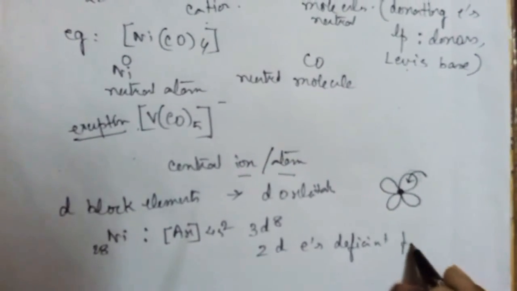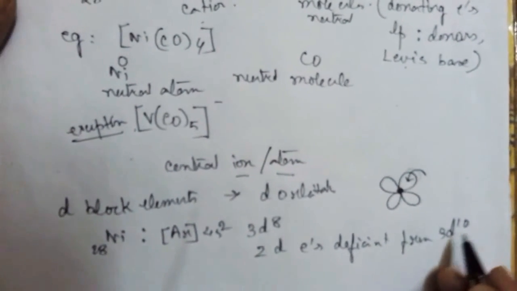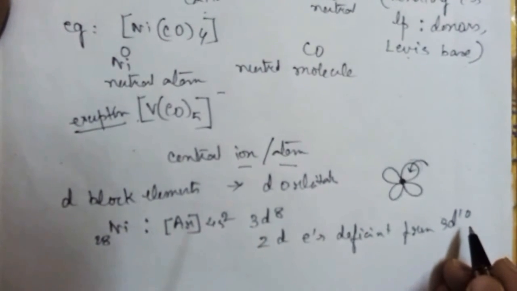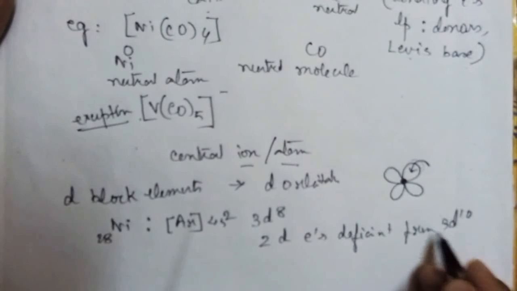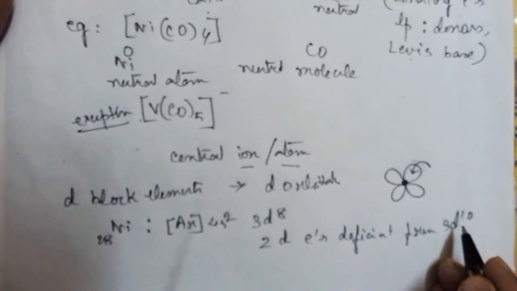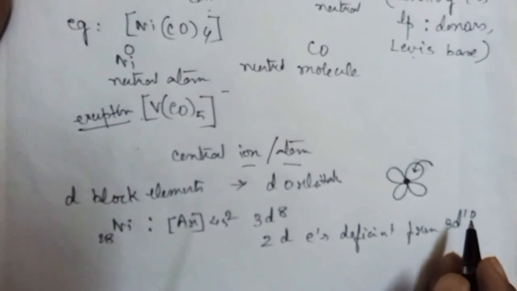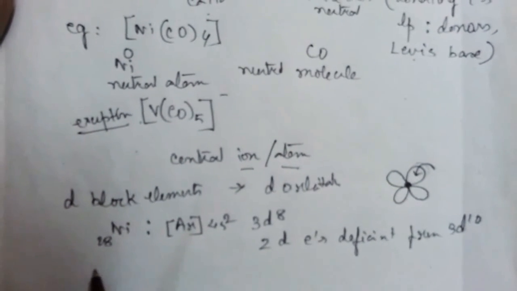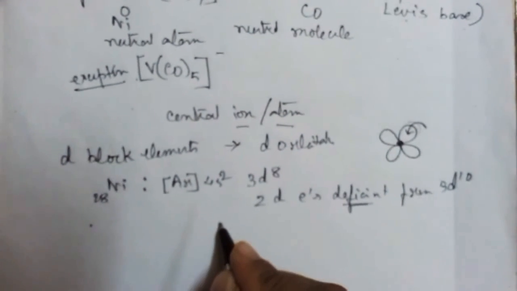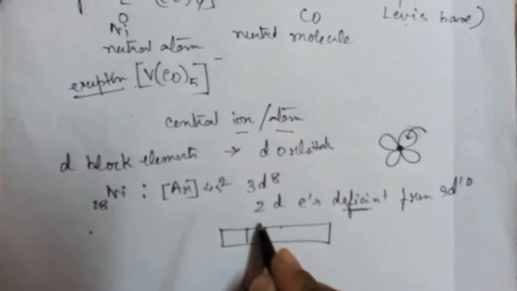Why? From 3d10, right? So 3d10, that is the structure of zinc. So this is the fulfillment of the 3d orbital, and hence stability will be there. So there is a deficiency of 2 electrons from 3d10, that is from stability it is getting 2 electrons deficient, and so there is actually a deficiency, that is a vacancy in 3d.